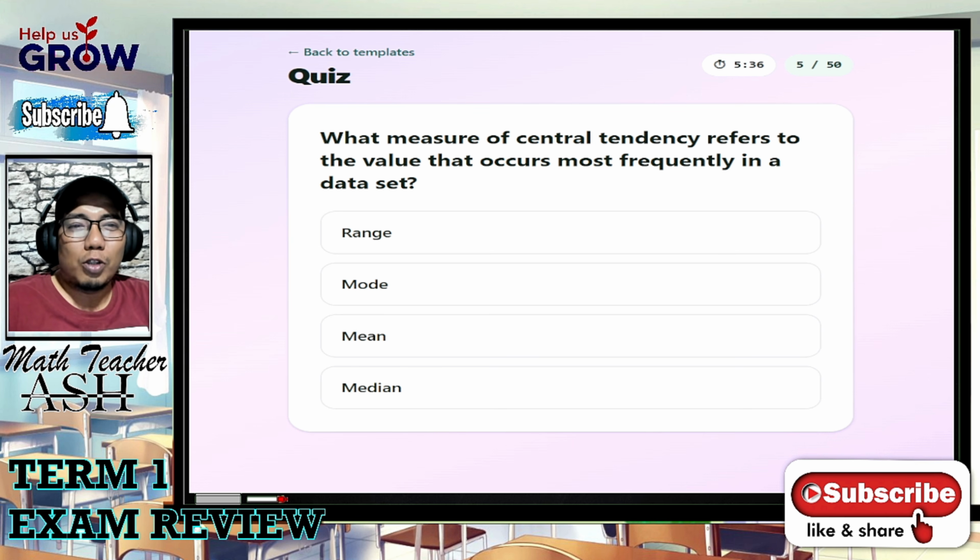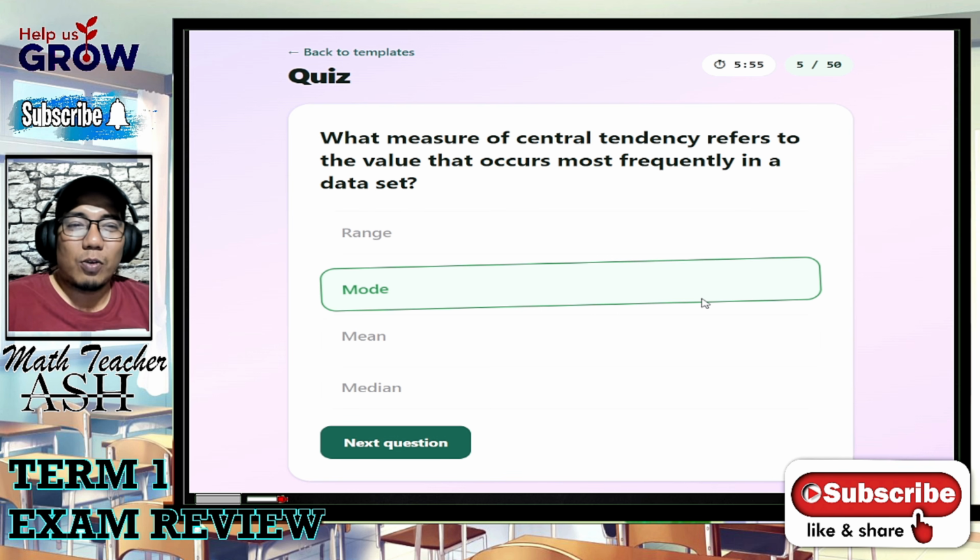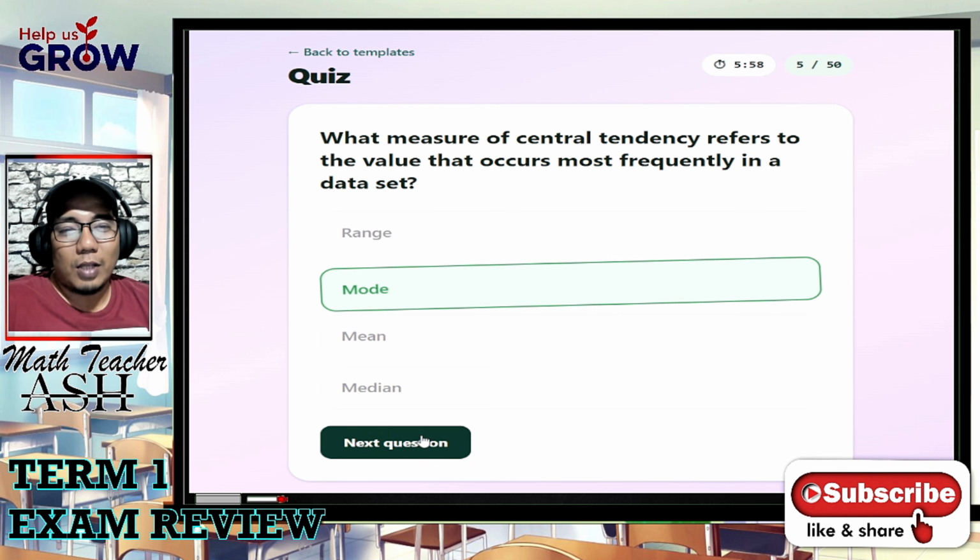Alright, my dear math learners, talking about the measure of central tendency, you have the three things: the mean, median, and mode. Now, by definition, the value that occurs most frequently in the given dataset, that is what we call, very good, the mode. Let us check whether we are correct. Easy, right? So I hope you got that one. Now let us go to the next question.